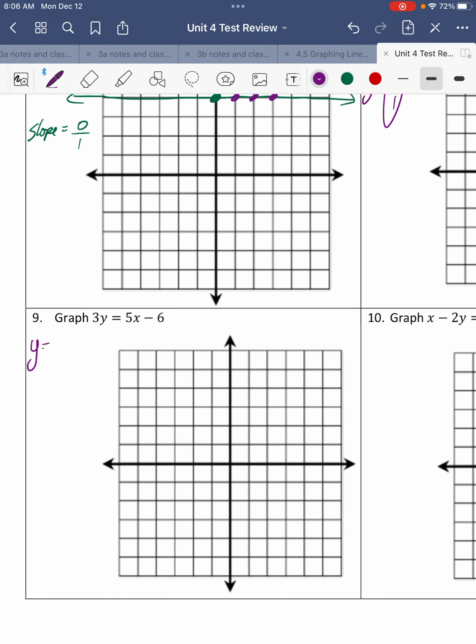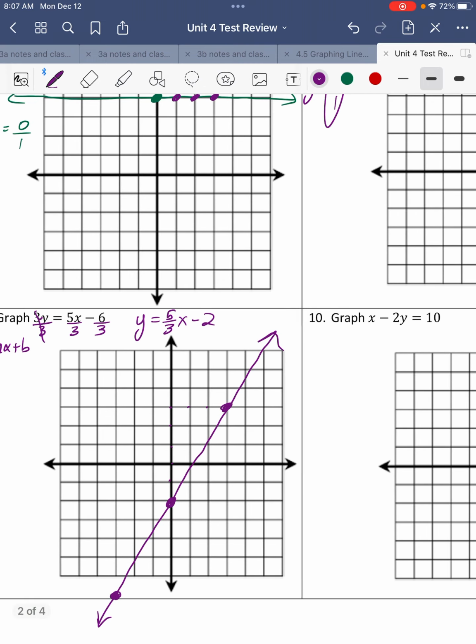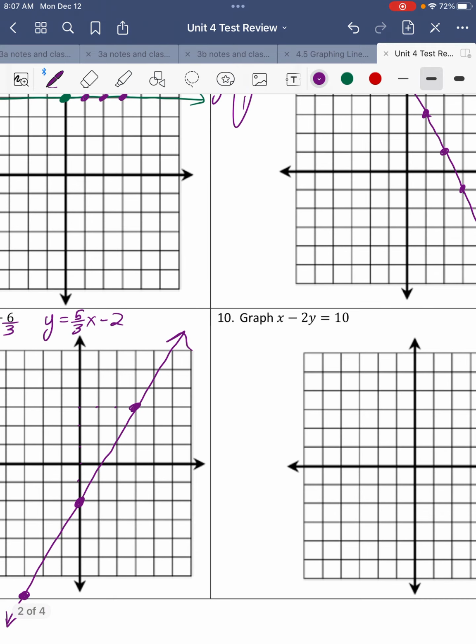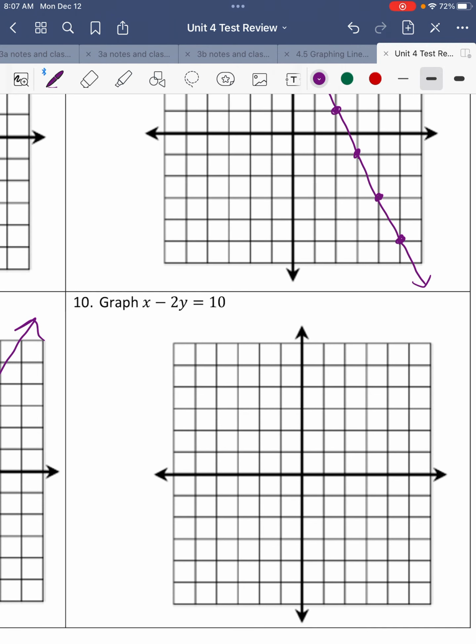All right, number 9. Remember, we have to get this in y equals mx plus b. The y has to be by itself. This is 3 times y, so we have to divide by 3 on every term. So now we get the y by itself. It's 5/3 is your slope minus 2. So your y-intercept is -2. You go up 5, 1, 2, 3, 4, 5, and right 3. You could go down 5 and left 3. You're off the graph. But I like to try to have more than 2 points, but technically all you need is 2 coordinates to draw a line. And make sure you draw your line all the way through and put arrows on the end since they are a continuous function.